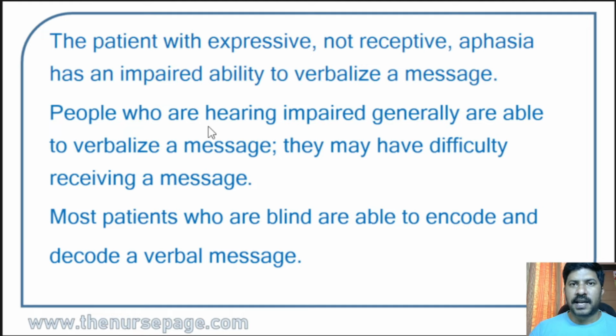A receptive aphasia person can verbalize things. A hearing impaired person also can verbalize things, but he has problems in hearing. In the same way, a blind person also can hear and is able to verbalize his concerns.